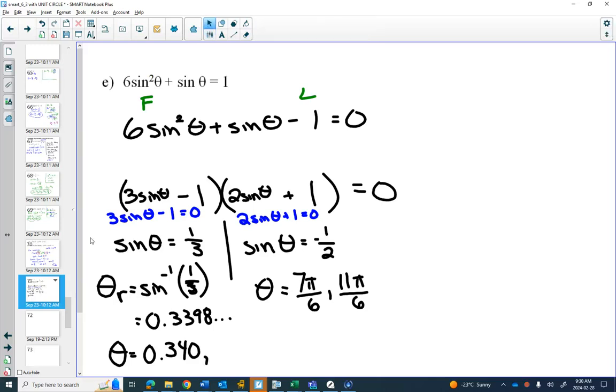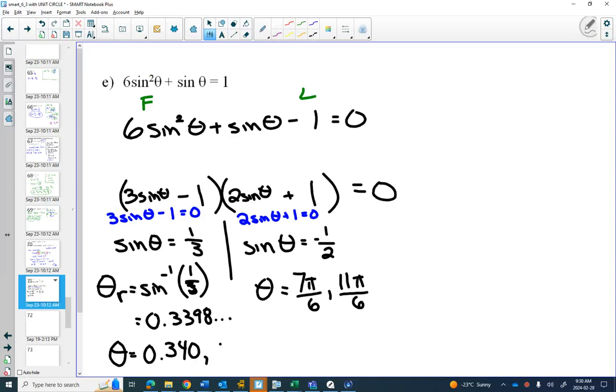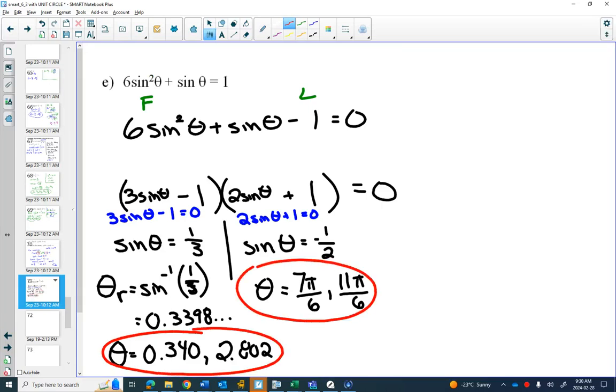And my other answer is going to be in quadrant 2. So in quadrant 2, I would go to pi minus my reference angle. I can either highlight it or use my answer button, that way I don't round early, and I get 2.802. So my final answers, these ones are to 3 decimal places. These two are exact values.